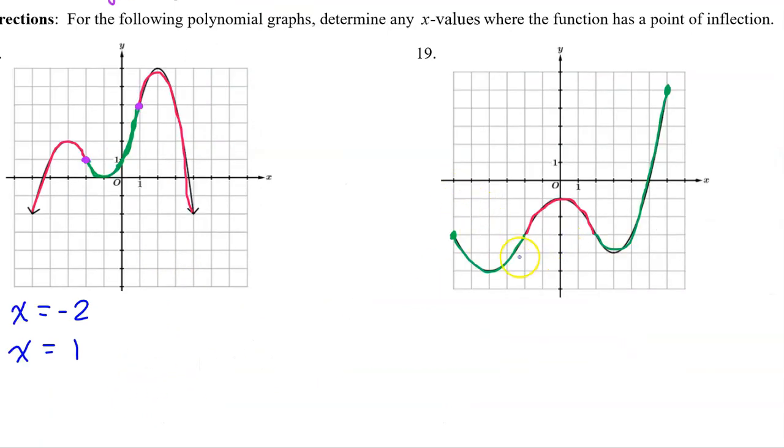For number 19, the graph begins concave up, in the middle it's concave down, and then it finishes concave up again. So I estimate that we have a point of inflection about here, and another one about here. So we have a point of inflection at about x equals -2 and x equals +2.